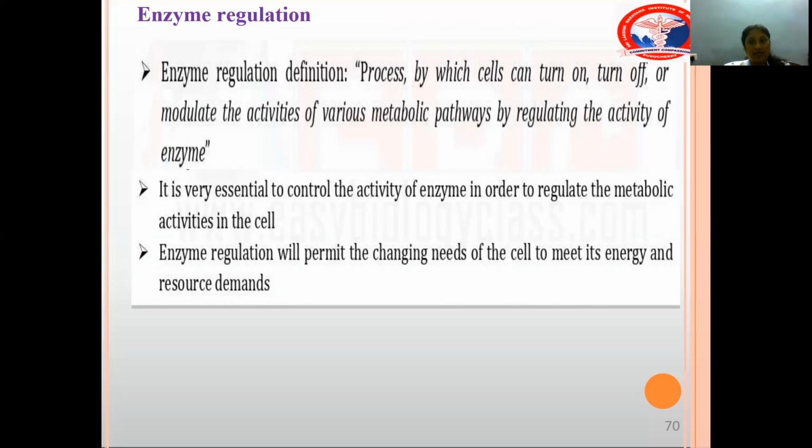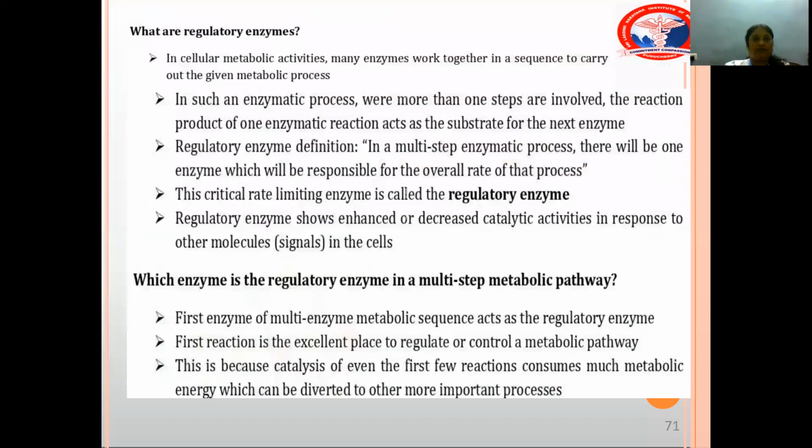Whenever needed, the enzyme can be turned on. Whenever not needed, the enzyme can be turned off. Enzyme regulation is very essential to control the activity of enzymes in order to regulate the metabolic activities in the cell. Enzyme regulation permits the changing needs of the cell to meet its energy and resource needs. So enzyme regulation is basically based on the cellular metabolic demands. That is what it means.